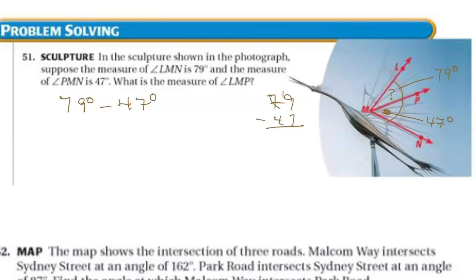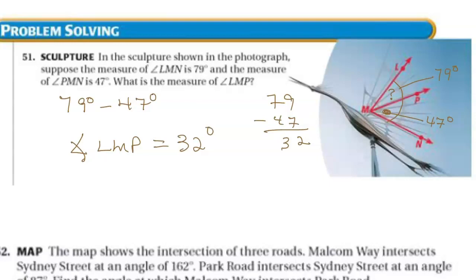9 minus 7 is 2. What am I doing? Let me do that again. I'm going to lose my mind here. Okay, let me write that better. 9 minus 7 is 2. 7 minus 4 is 3. So that's going to make angle LMP equal to 32 degrees.